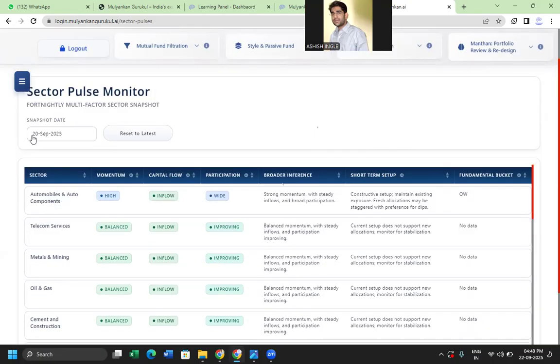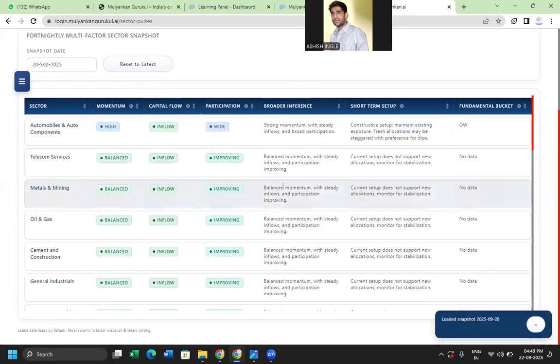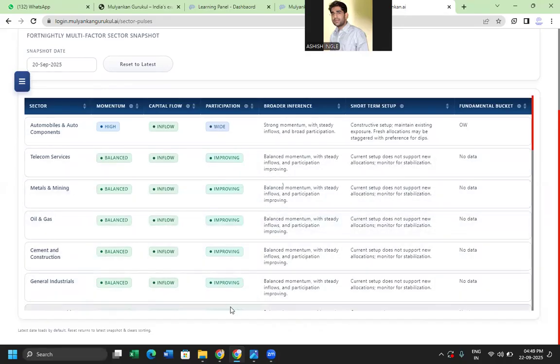If you want to go transparently, you can check the past data also. So from here, you can go and check the past, or you can reset it to the latest. Again, my job is not to teach you how to use the sectoral pulse or how to read it, but yes, from here you can identify the tactical call also.